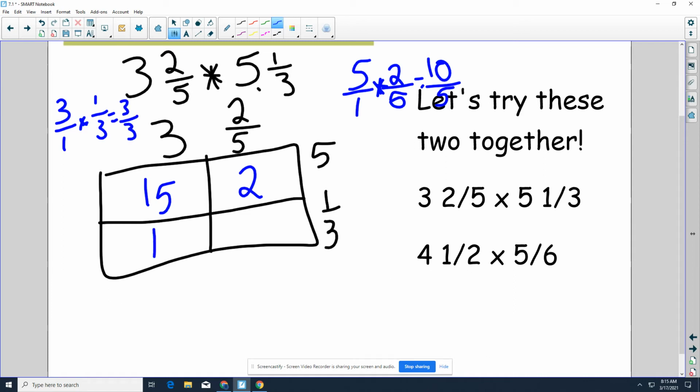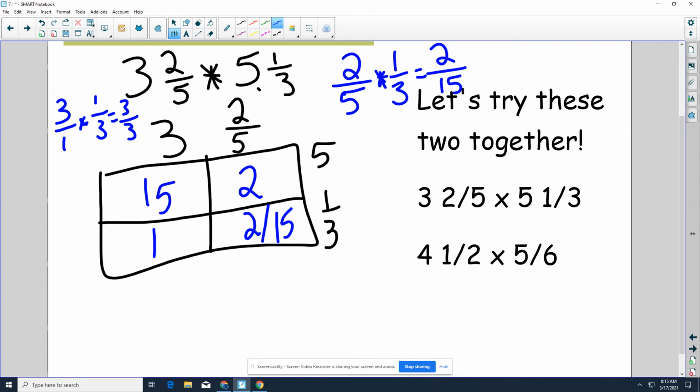And then I'm going to do 2/5. I'm going to erase this here so I have a little bit of work room. Then I'm going to do 2/5 multiplied by 1/3. And I get 2/15. And then I simply would just add those together. So I would say 15 plus 2 is 17, plus 1 is 18, and then plus the 2/15. So 18 and 2/15 would be my product.